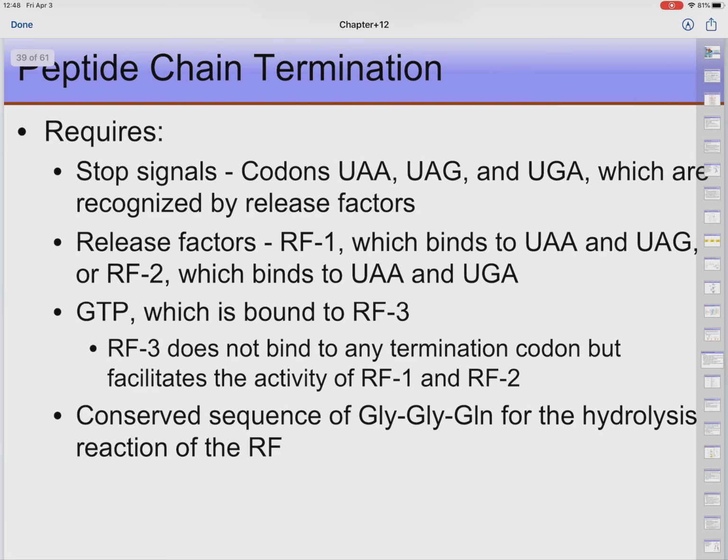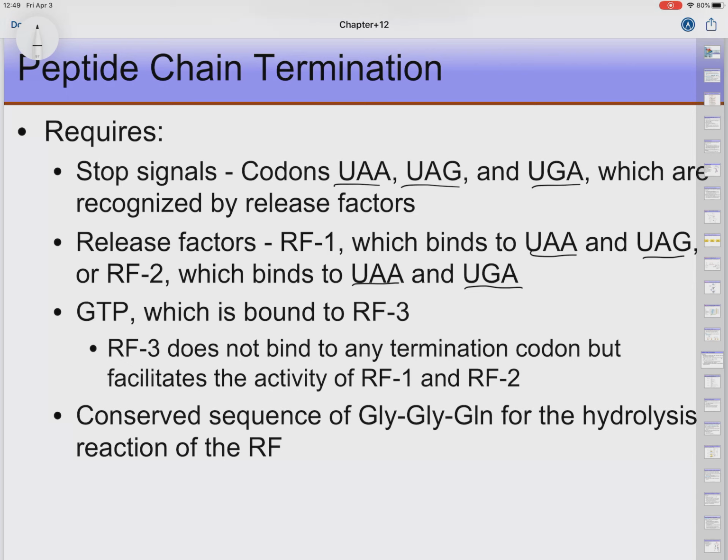Chain termination happens when we get to one of those three codons that doesn't code for an amino acid. So there's a few stop signals. We've got three of them: UAA, UAG, UGA. We're going to need some other proteins here, some release factors. Now there is release factor 1, release factor 2, and release factor 3. Release factor 1 binds to UAA and UAG. Release factor 2 binds to UAA and UGA. And so they both recognize different stop signals. Now RF3 doesn't bind to a termination codon, but it again facilitates the activity of these other two.